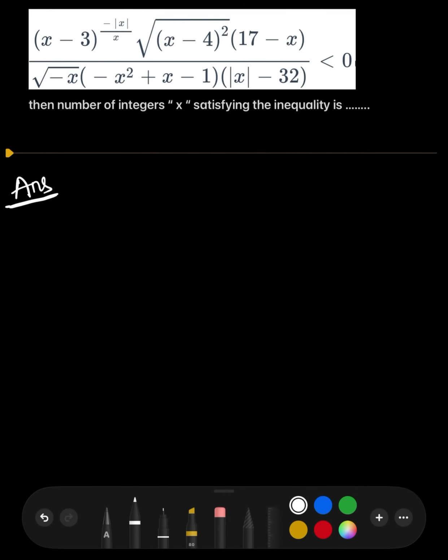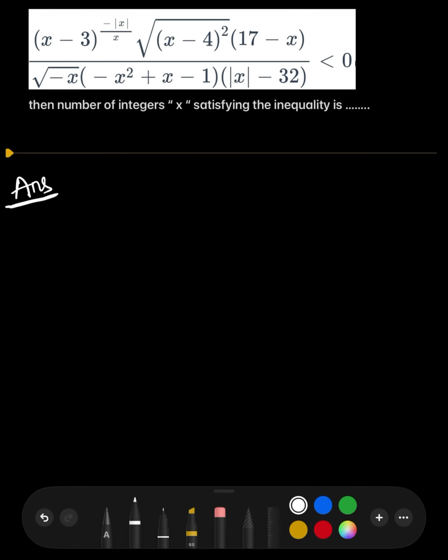Hi students, today we will discuss a problem on the wavy curve method which was given in the JEE Mains exam 2023. Now coming to the question: (x minus 3) to the power of minus |x|/x, times root of (x minus 4) whole square, times (17 minus x), divided by root of minus x, times (minus x square plus x minus 1), times (|x| minus 32).